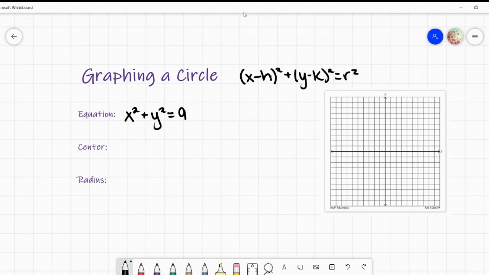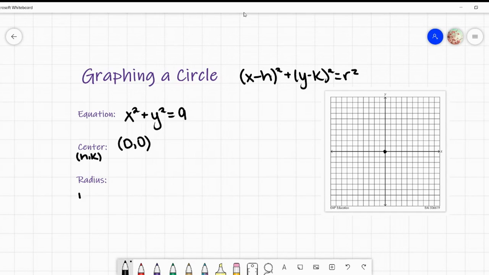And we must remember that we derive our center from the points h, k. Well, we don't have h, k. All we have is x squared plus y squared, meaning our center is just going to be at 0, 0, which makes things kind of easy. So let's just plot at 0, 0.